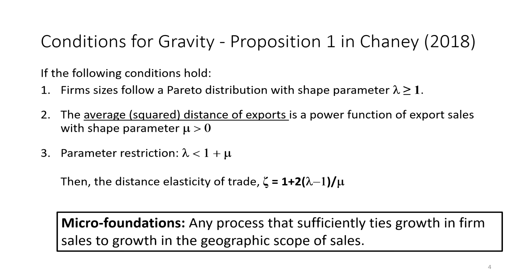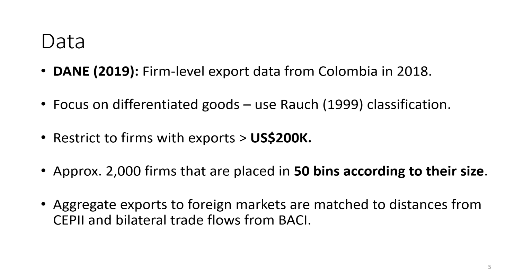Chaney proposes a network model that I have left explained in the paper. So I'm just going to jump into the data. The data that I use is firm level export data from Colombia in 2018. I focus on differentiated goods using the Rauch classification. So these are goods that have a lot of heterogeneity between them.